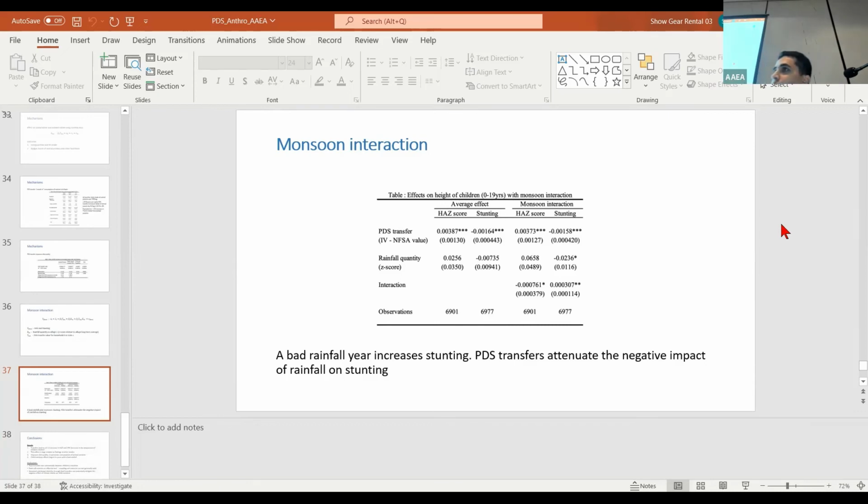That decreased rainfall increases stunting, just to clarify, because more rainfall reduces stunting and less rainfall increases stunting, consistent with all the previous literature that has looked at monsoon and child nutrition outcomes. But when we interact the transfer and the rainfall quantity, we find a positive interaction effect. That is, the transfer is having larger effects on child nutrition during a bad rainfall shock.